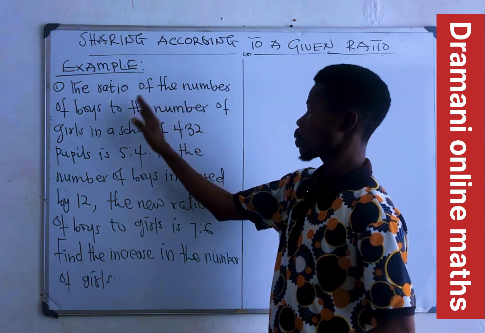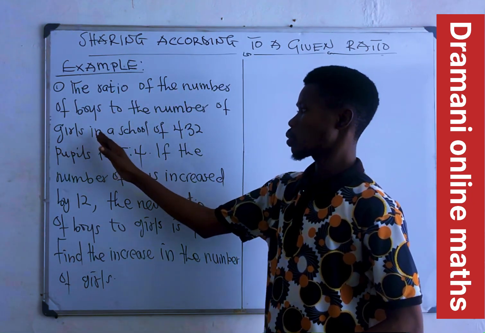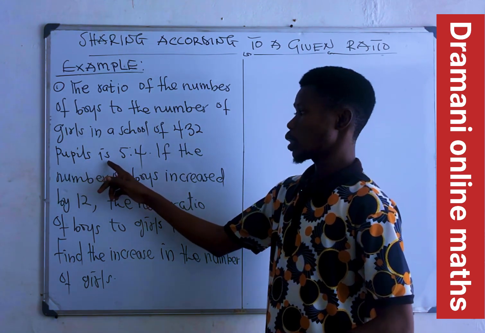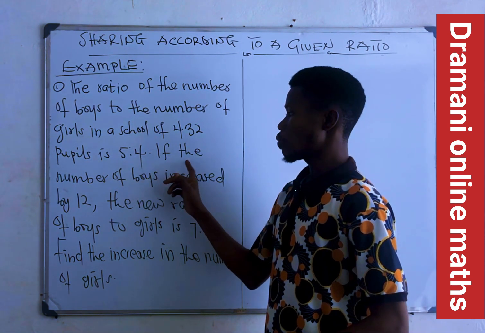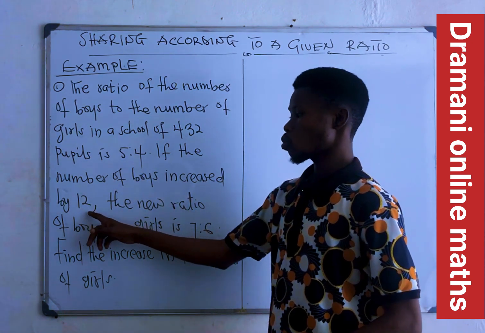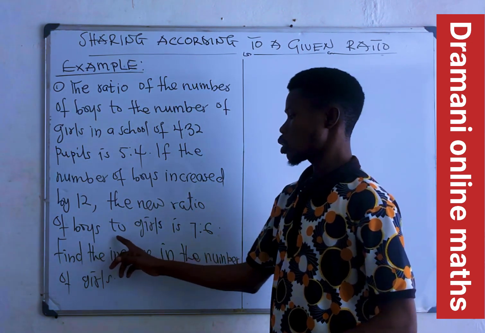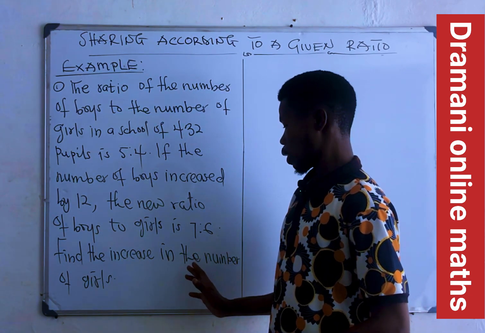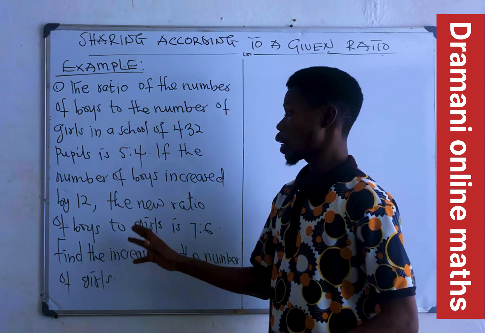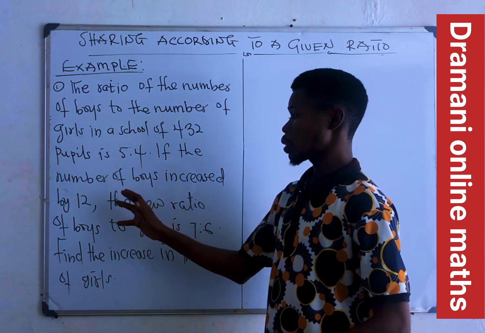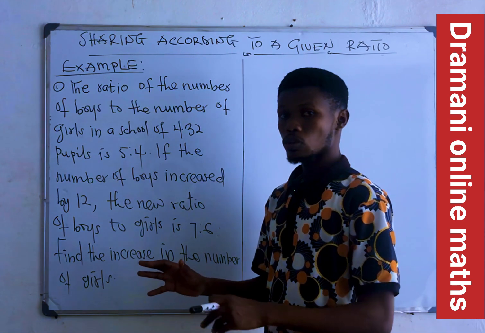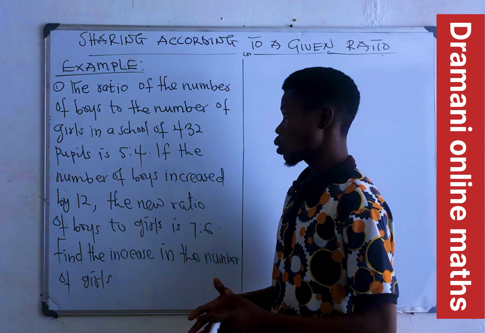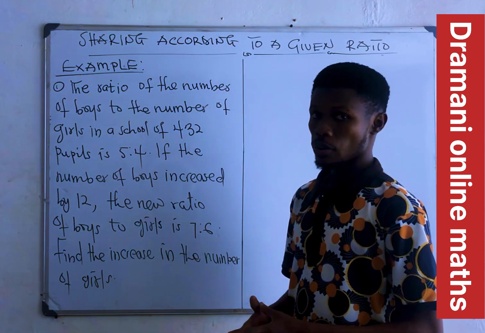The ratio of the number of boys to the number of girls in a class, in a school of 432 pupils, is 5 is to 4. If the number of boys increased by 12, the new ratio of boys to girls is 7 is to 6. Find the increase in the number of girls. It means that the increase in the number of boys has been given as 12, so you just want to find the increase in the number of girls in the school. So let's look at how we can solve this question.